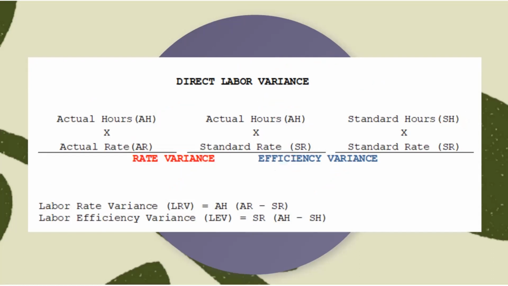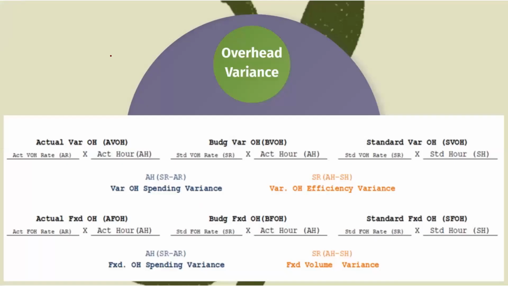Now we go to the crucial part, which is your overhead variance. Now this is something that I wanted to establish to you students of accounting. Your overhead variance has two components. It is your variable and fixed. You still remember that your overhead has two components, variable and fixed.